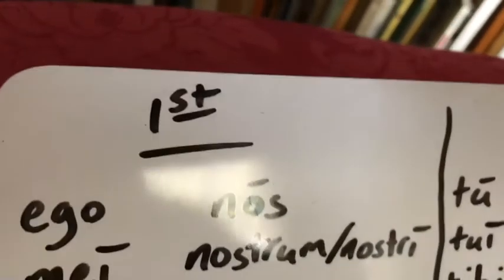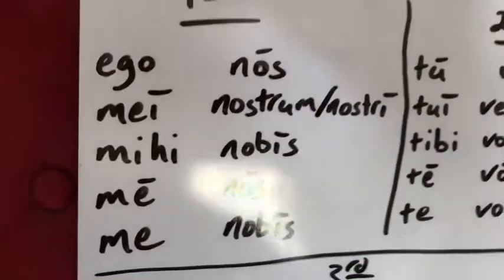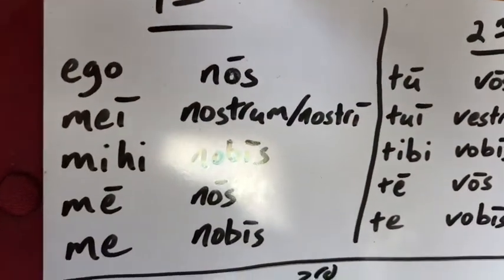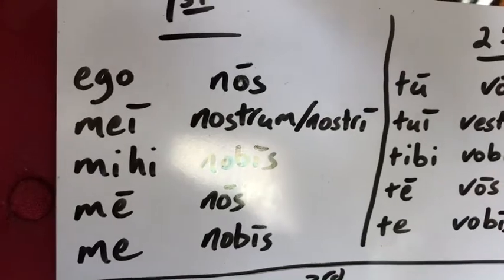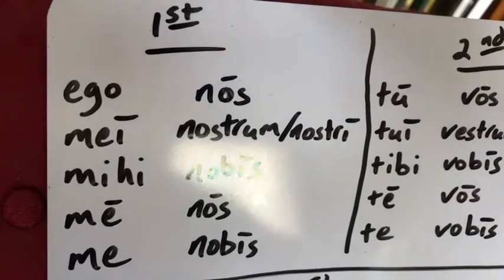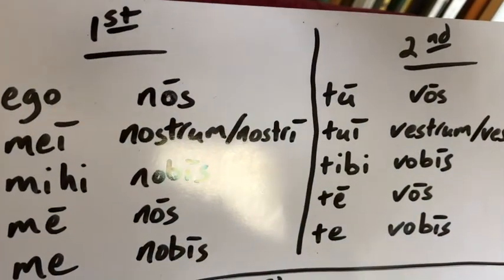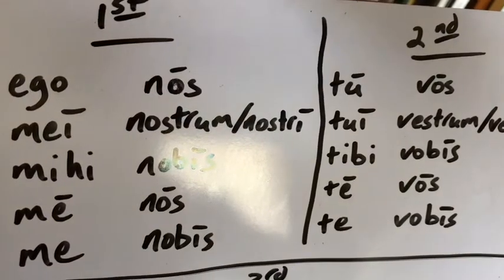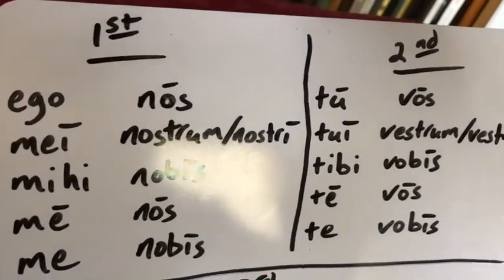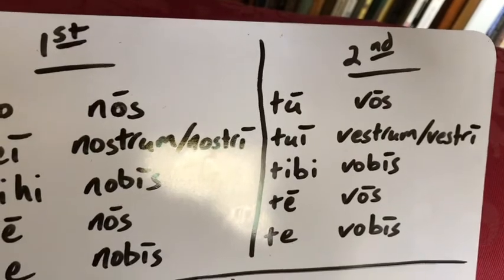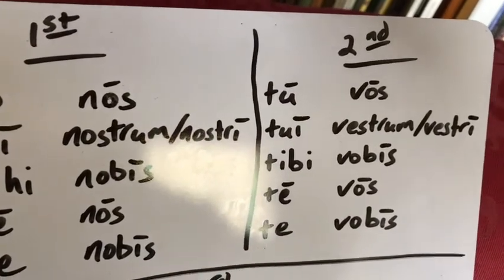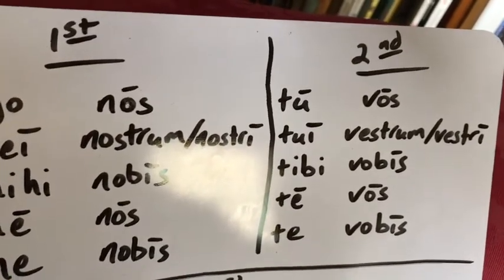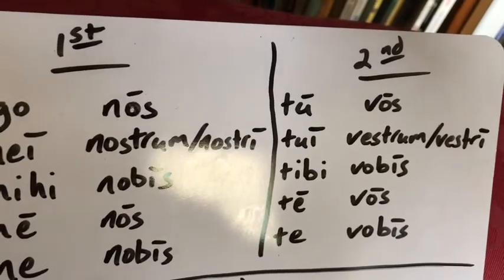All right, so let's take a look. Hopefully, what you got here: first person is going to be ego, mei, mihi, me, me. Then the plural: nos, nostrum, nobis, nos, nobis. Excuse me, that's the plural. Second person is going to be tu, tui, tibi, te, te. And then the plural, vos, vestrum, vobis, vos, vobis.